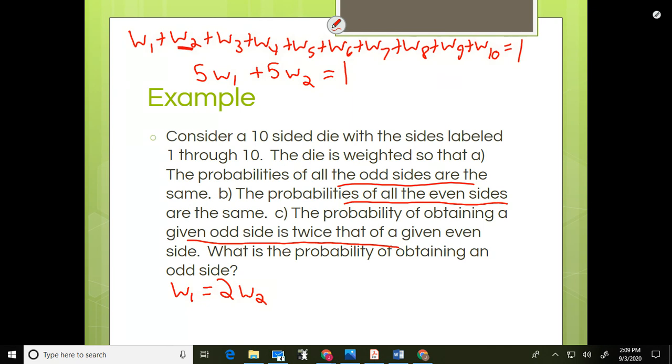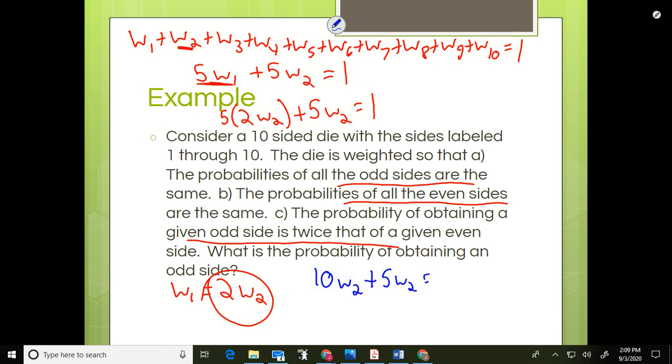Well, now I've got to make a little substitution. Okay, 2W2, put it in for W1. So I have 5 times 2W2 plus 5W2 equals 1. And I'm just going to continue this down below, different colors so you can see it. So that's 10 W2 plus 5 W2 equals 1. Got it to one variable, so now that means 15 W2 equals 1.